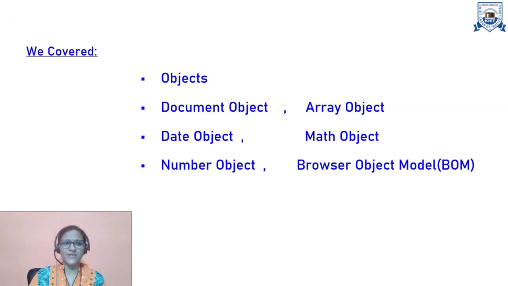So that's all for today. Right now we covered these topics. We learned about the document object, array object, date object, math object, number object, and finally the browser object model.